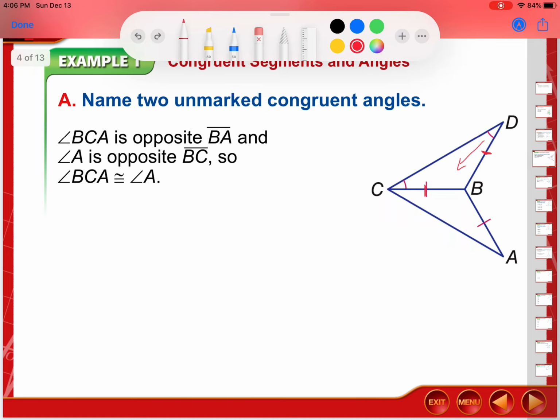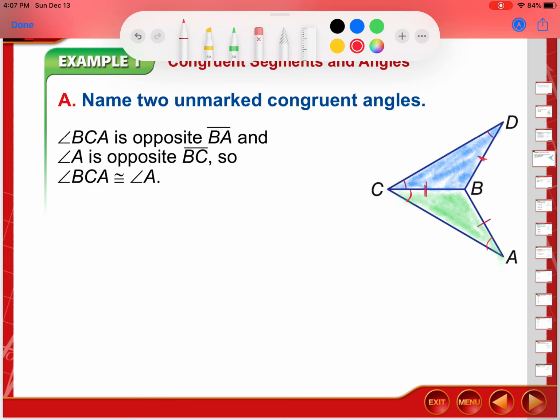So next step to me, what I notice is we have side DB, side CB, and side BA are all the same, which means these individual triangles are actually going to be congruent to each other. So this blue triangle and this green triangle are both going to be congruent to each other.